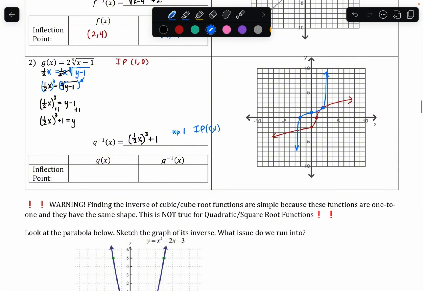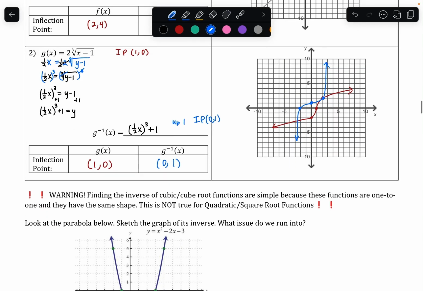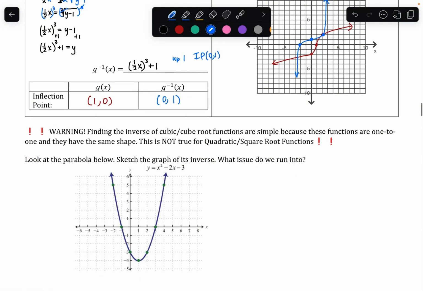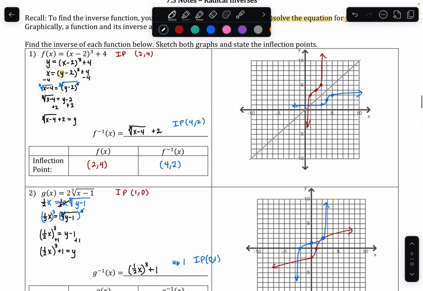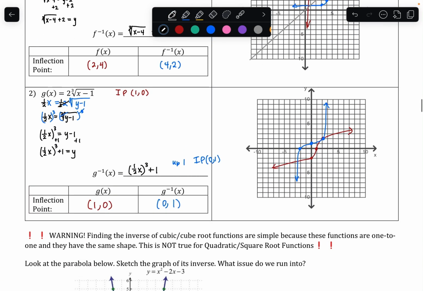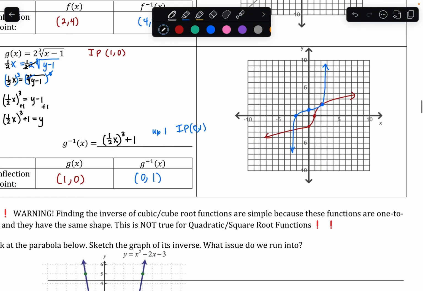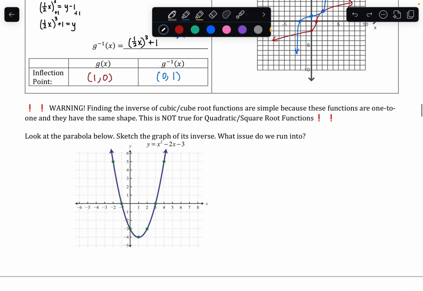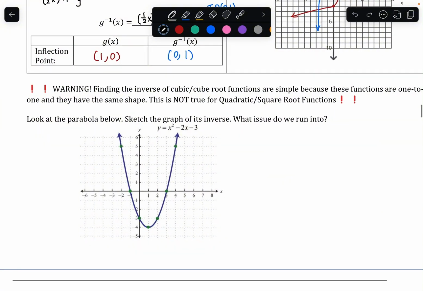Okay, and so our original inflection point is (1, 0). And then my inverse inflection point is (0, 1). Okay, and so finding the inverse of cubic and cube root functions is simple because the functions are one-to-one, meaning they have the same shape. Okay, we're starting with an S, we're ending with an S. And so what's difficult about quadratic and square root is we don't have the same shape. And so these are not one-to-one functions, meaning the inverse actually isn't a function.